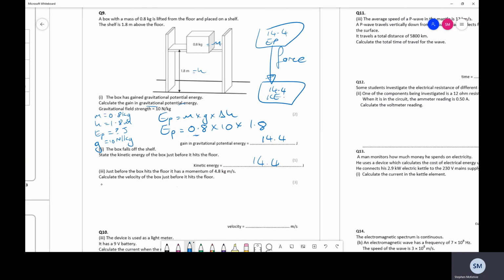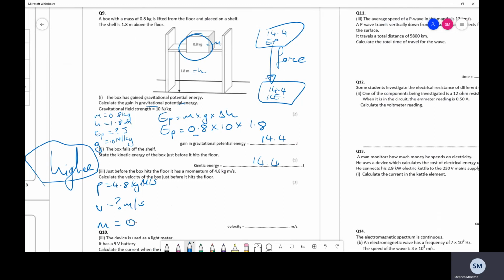Just before the box hits the floor, it has a momentum of 4.8 kilograms meters per second. This is only for higher tier, okay? Nobody worry about this if you're doing foundation tier. Calculate the velocity of the box just before it hits the ground. I'll double check that with Mr. Patrick, but I'm sure that momentum is just for higher tier. And the mass of the box has already been given to us.